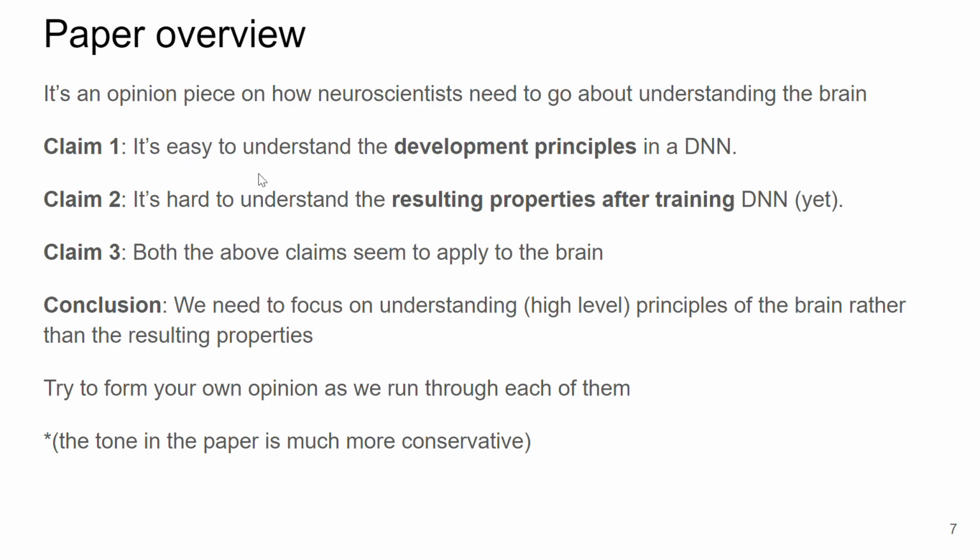Claim number one is that it's easy to understand the development principles in a deep neural network. And again, I haven't defined what these words are. We'll go into specifics of each of the claims further, but I'm just stating the claims for now. Claim number two is that it's hard to understand the resulting properties after training a deep neural network. And both of these claims also seem to apply to the brain, and hence we need to focus on development principles of the brain instead of the resulting properties.